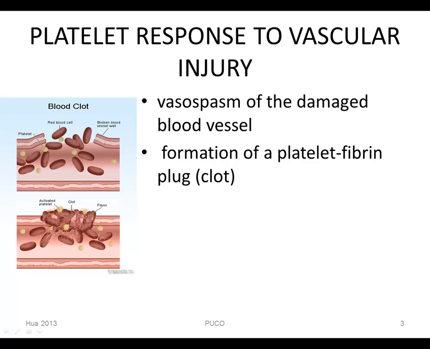Physical trauma to the vascular system, such as a puncture or cut, initiates a complex series of interactions between platelets, endothelial cells, and the coagulation cascade. This interaction leads to hemostasis, or cessation of blood loss from a damaged blood vessel. Platelets are central in this process. Initially, there is vasospasm of the damaged blood vessel to prevent further blood loss. The next step involves formation of a platelet fibrin plug at the site of the puncture.